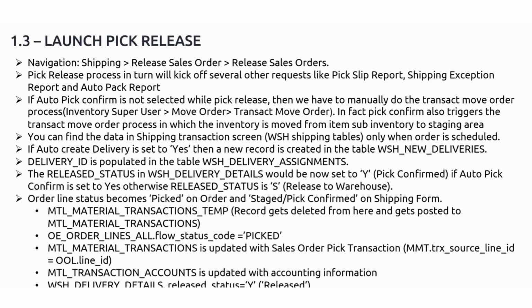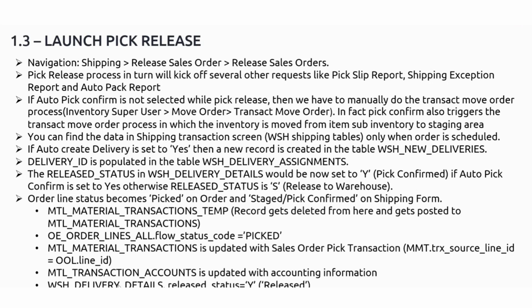So there are two different statuses: order line status and delivery status. Order line status will traverse from booked to awaiting shipping to picked to shipped and closed. Okay, but then your delivery status can be staged, pick confirm, released, released to warehouse, ready to release. So there are different types of status possible for the delivery.